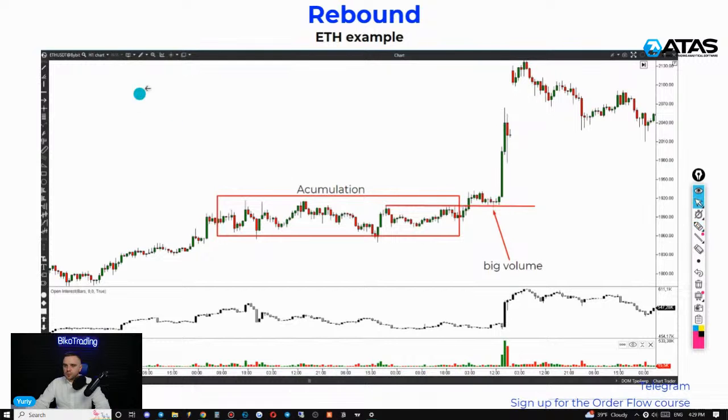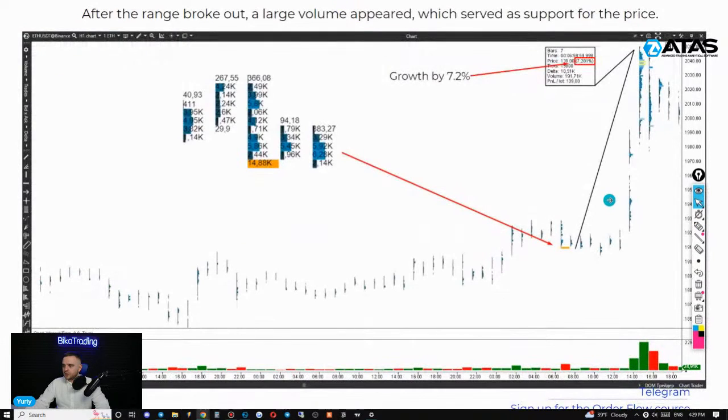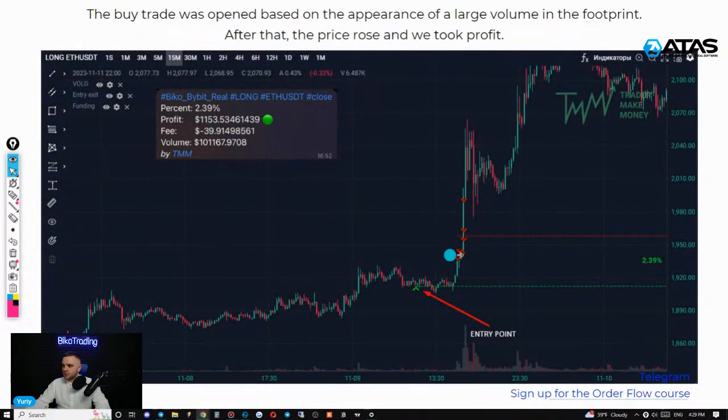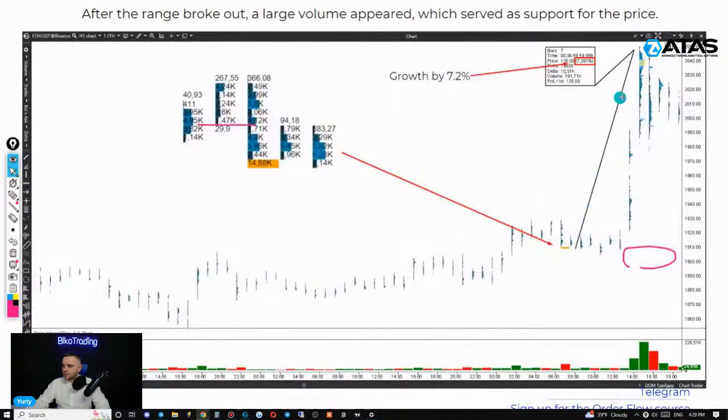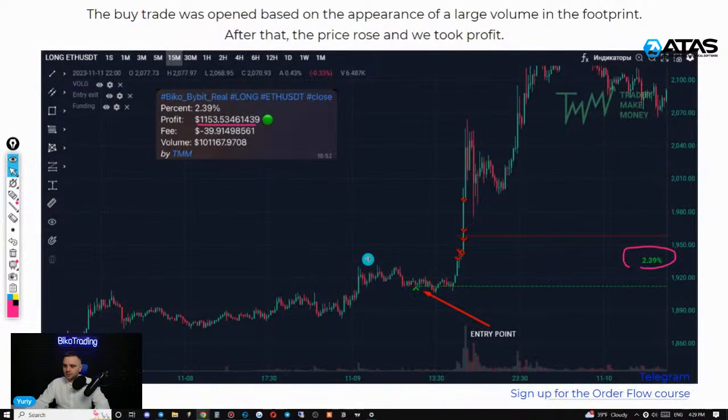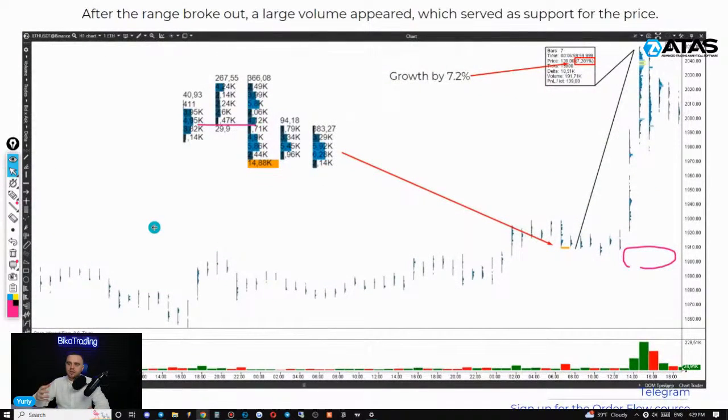This example was here on Ethereum. I took this trade. It was exactly a screenshot from my trade. I made 1,153 on that trade, but honestly, I took only 2.3%. If I had kept my position longer, it would have been maybe 4 or 5K. Because have a look, it is another strategy of how we use a footprint.